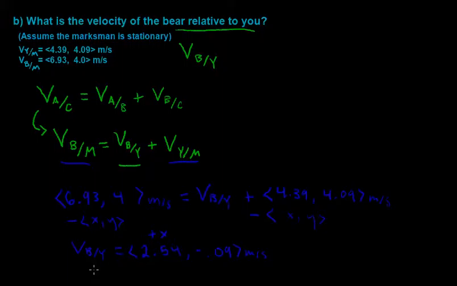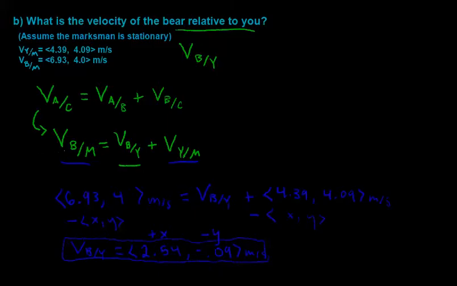So what we've ended up with is a positive x value for the velocity of the bear relative to you, and a negative y value for the velocity of the bear relative to you. So it's like the bear is gaining on you in the x direction, but is not as fast as you in the y direction, or he's losing you. And so this is the vector form of the velocity of the bear relative to you.